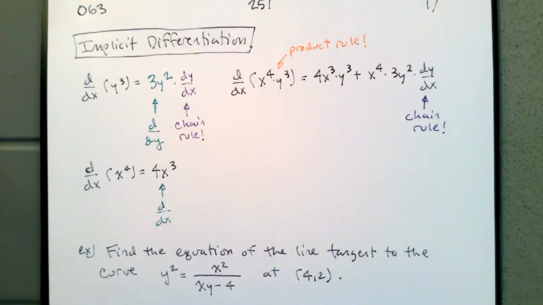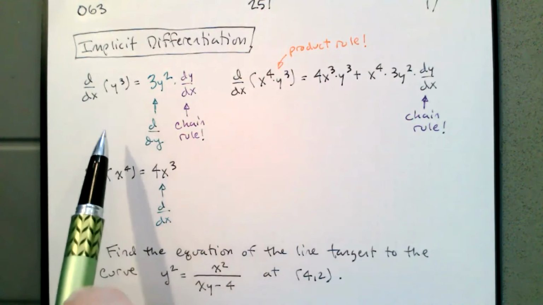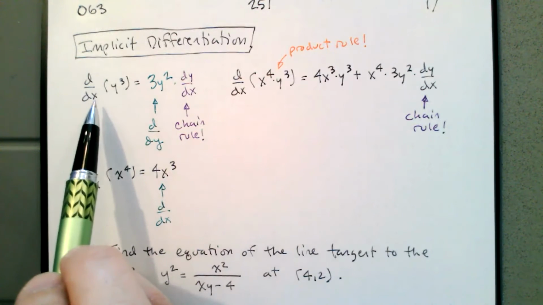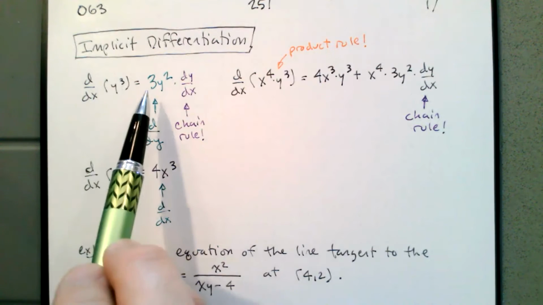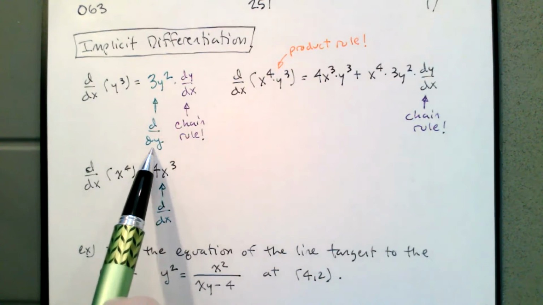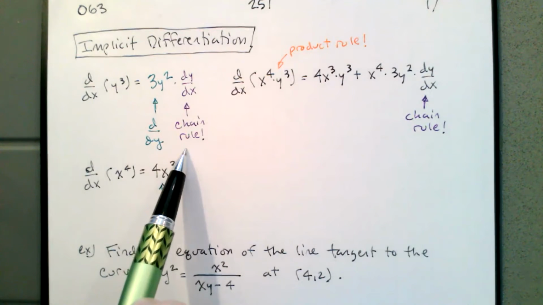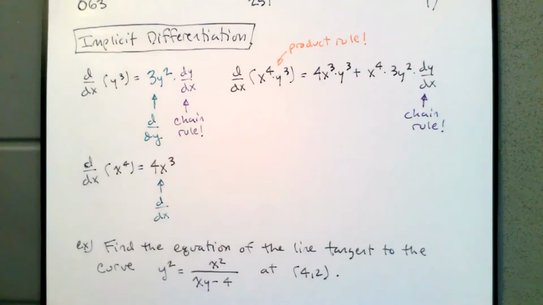But we definitely have to write the dy dx when I have an expression like y to the third. If I want to take the derivative with respect to x of y to the third, when we write 3y squared, that's the derivative with respect to y. So the chain rule says we have to multiply by the derivative of y with respect to x.